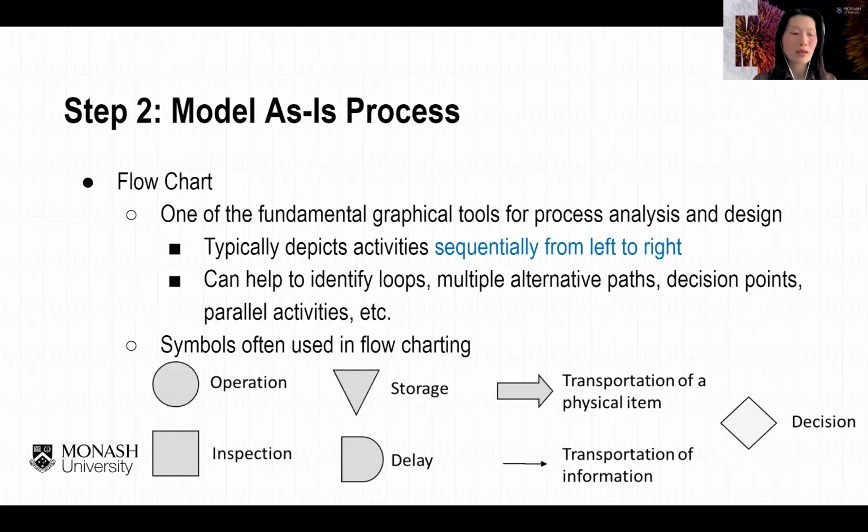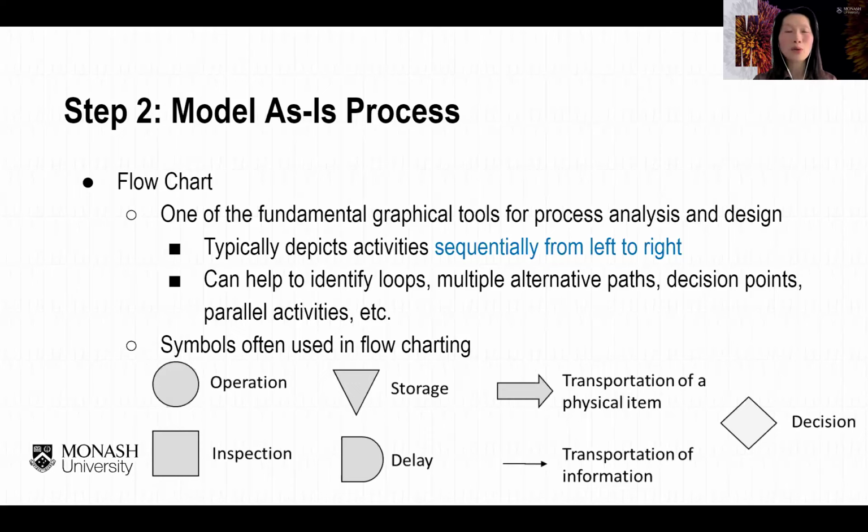Then we have the storage and delay. These two are basically like a holding tank. You don't flow straight away. It's just holding for a little while. But there is a difference between them. The storage is usually what we call planned delay. Like you put something into the warehouse, so it's planned. Whereas delay is what we call unplanned delay. So this is always undesirable.